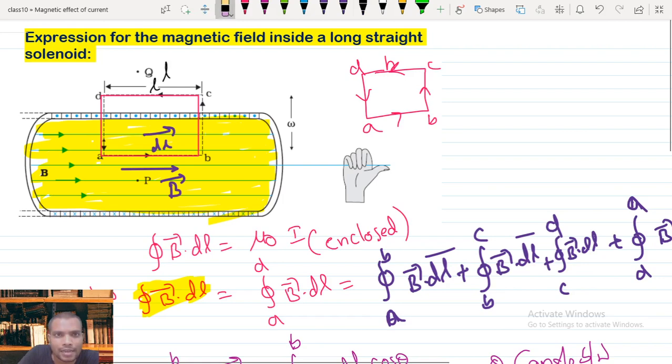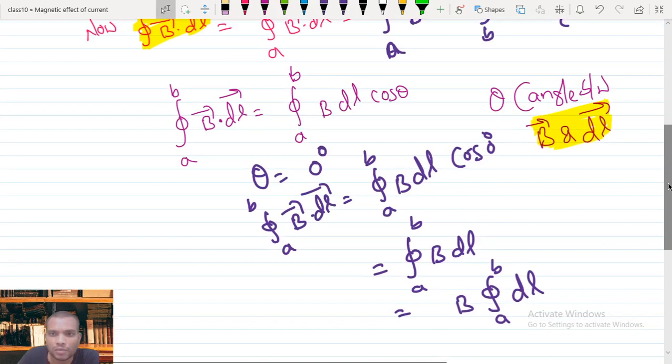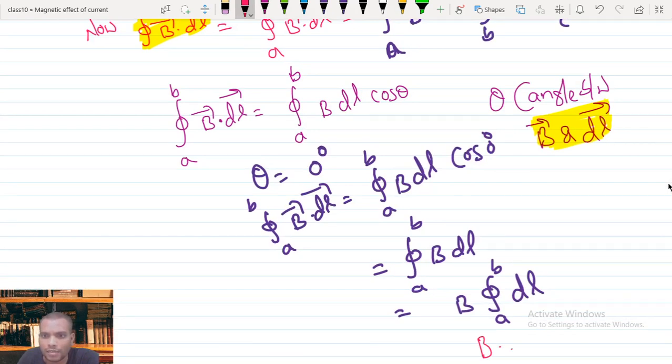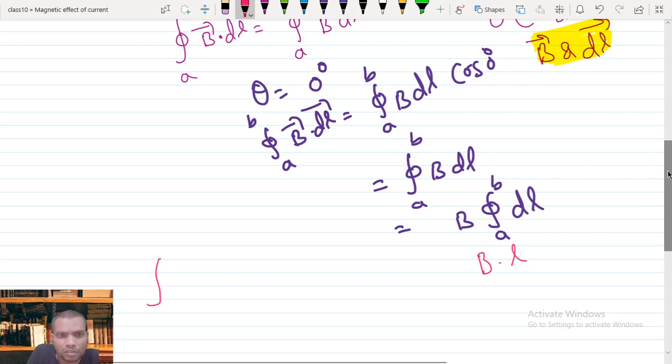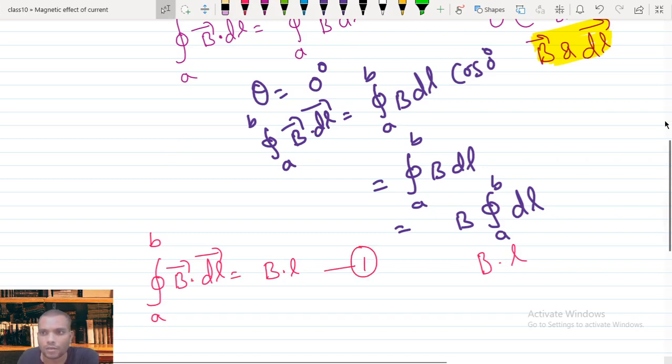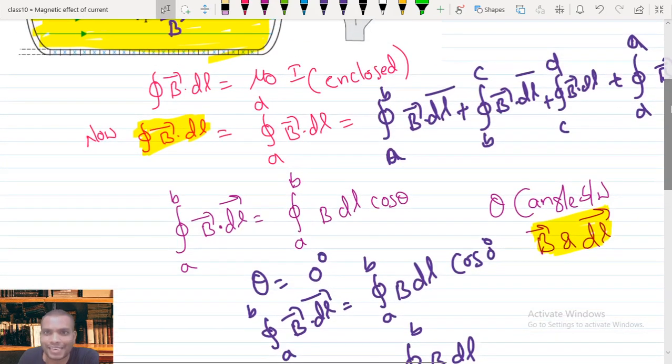Take that as L, because when we remember formulas, all formulas should be connected. Now this value goes to B times closed integral of dl, and its value goes to L. Now I got the magnitude of the magnetic field contribution of this small portion: closed integral A to B, B bar dot dl, equals B times L. Let it be equation 1. Likewise we will find the second part.